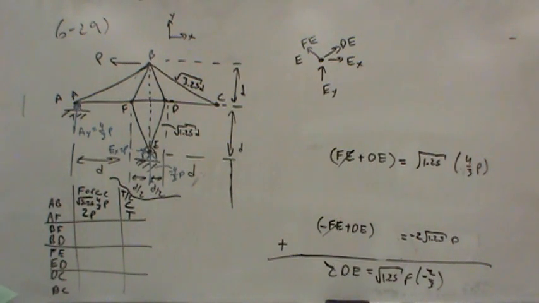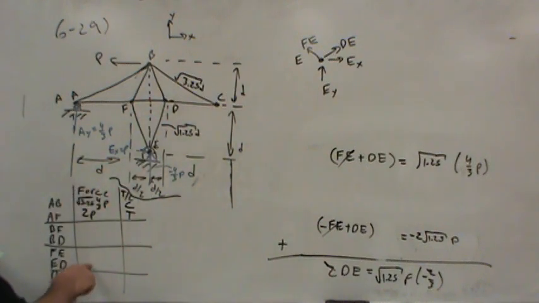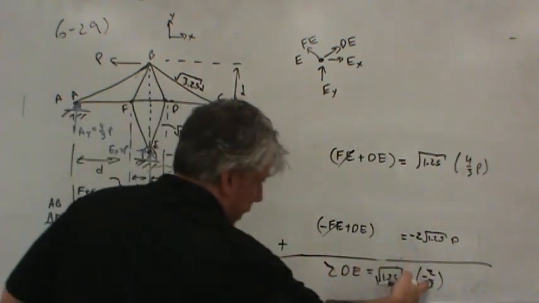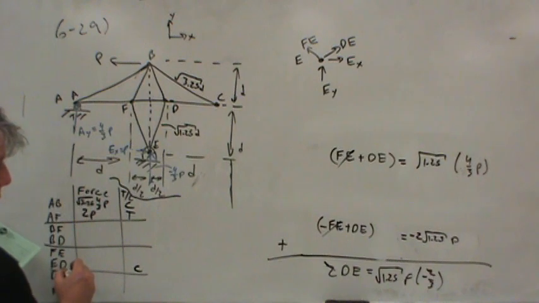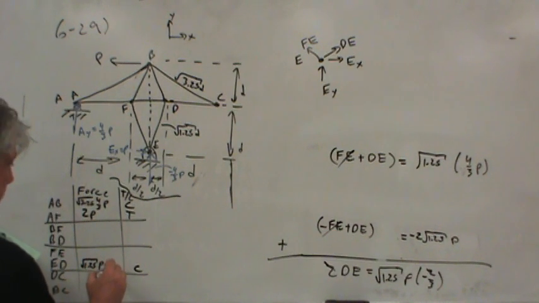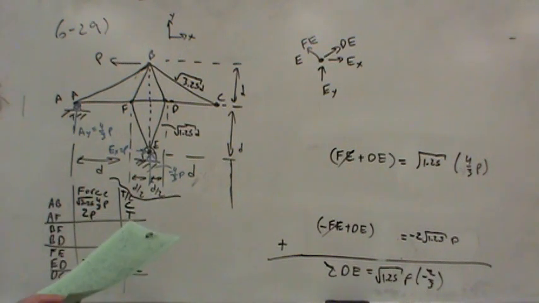That was a little bit of work. ED and DE are the same thing. It doesn't matter what you call it, it's this member here. So we'll put it right here. And notice it's a negative thing. So this is a compressive load and has magnitude, what's the best way to write this? I guess root 1.25 P over 3 so that it fits on the line. And it's negative because it's compressive. I just put that over in the other column. All right.